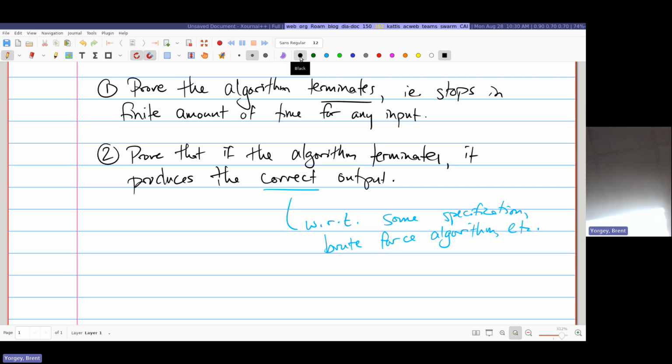You don't always have to do it in these two steps, but it often works nicely to separate it into these two things. While you're proving that the output is correct, you're just assuming it's always going to stop, and then when it stops, I need to think about what I'm going to get. And then separately, I don't care what output it gives, I'm just going to prove that it's always going to eventually stop.